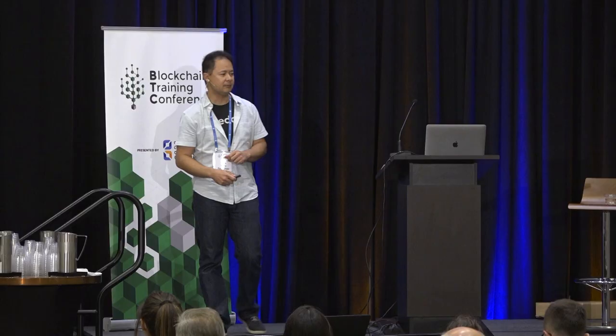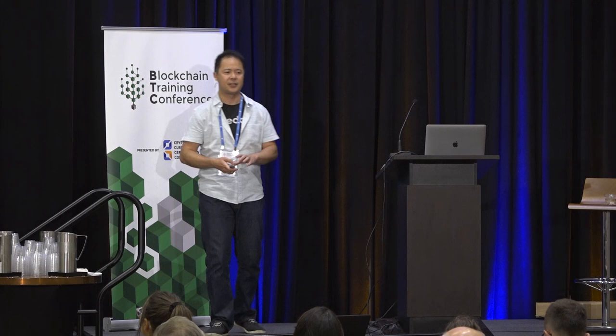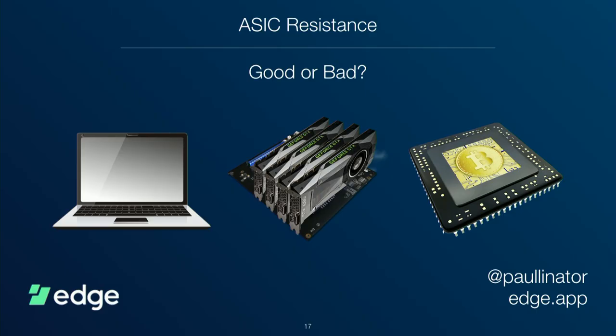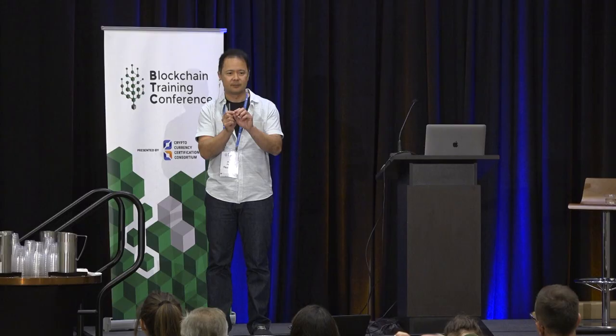So why were some of these new different hashing algorithms brought about in the first place? Well, there's this common term you might hear about in the mining world of ASIC resistance. Is it good or is it bad? Hugely debatable if it being good or bad. Well, SHA-256, being a very simple algorithm to convert a bit of data into a fingerprint, is easy to implement in a dedicated chip.